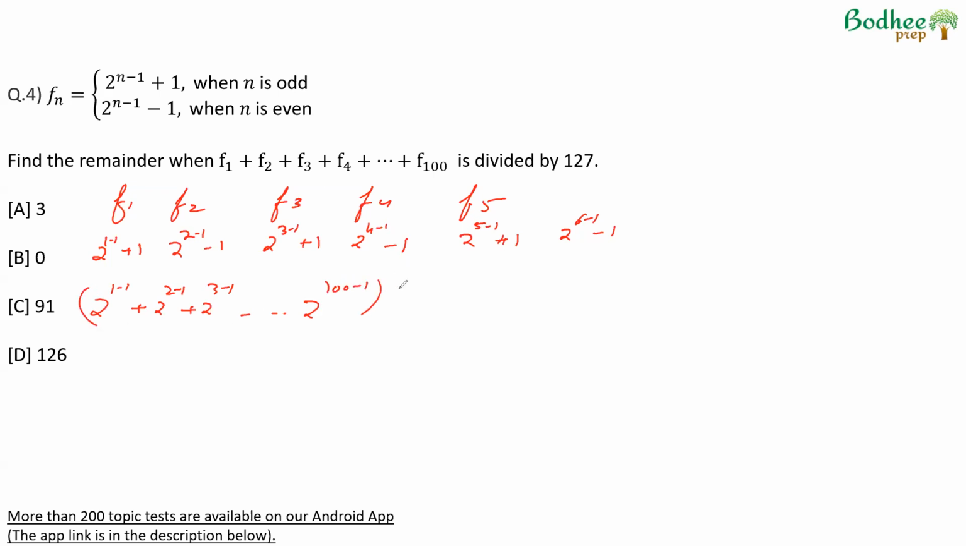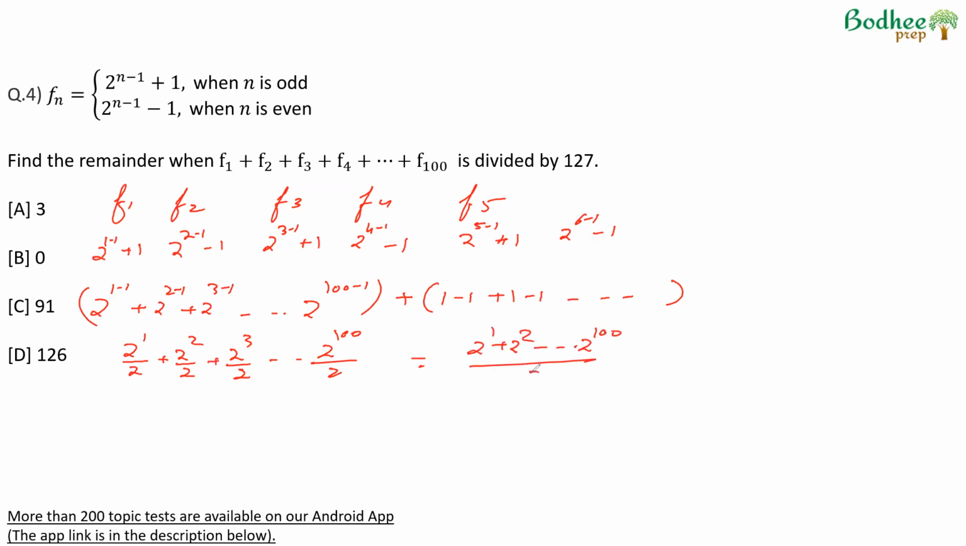And there will be plus 1s and minus 1s. So 1 minus 1 plus 1 minus 1 and so on 100 times. This will become 0. So here, this is 2 raised to power 1 by 2 plus 2 raised to power 2 by 2 plus 2 raised to power 3 by 2 and so on up till 2 raised to power 100 by 2. Minus 1 means 2 raised to power 100 upon 2. So this term then becomes 2 raised to power 1 plus 2 raised to power 2 up to 2 raised to power 100, upon 2.